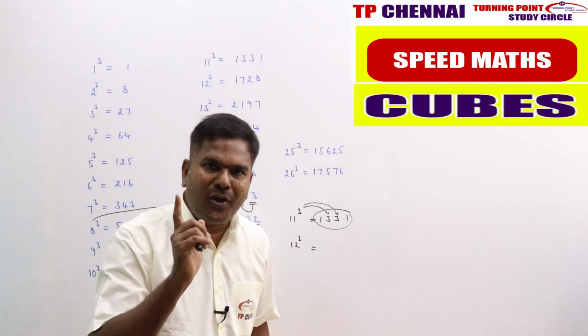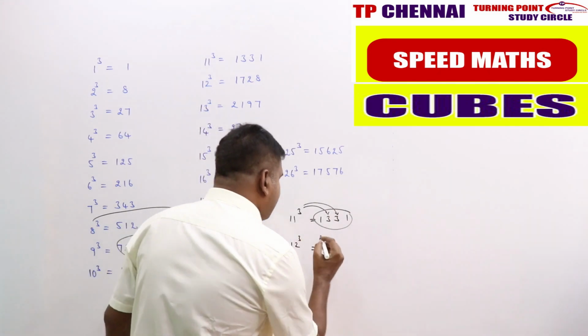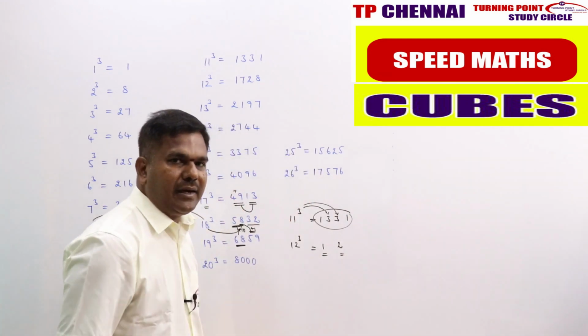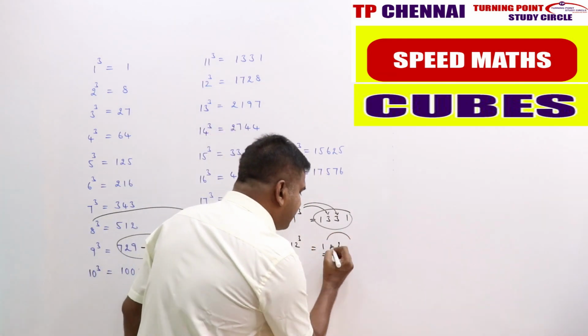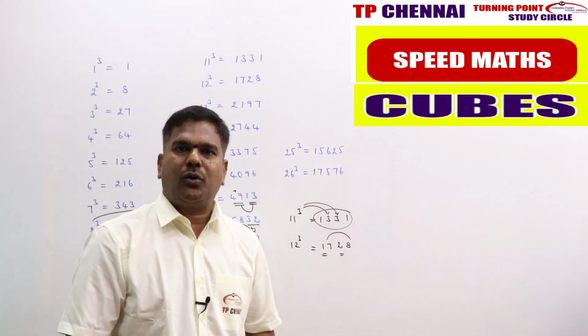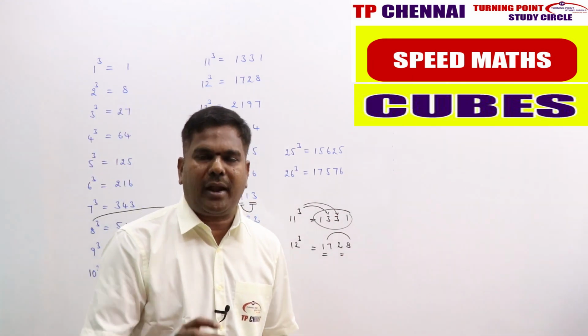In 12 cube, 12 must also be there, as the first and third digits. So the second and fourth digits are 7 and 8. Just remember them as 7 and 8. So we can easily remember 12 cube and 11 cube.